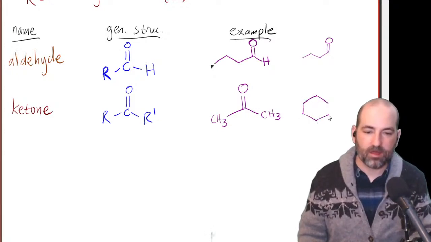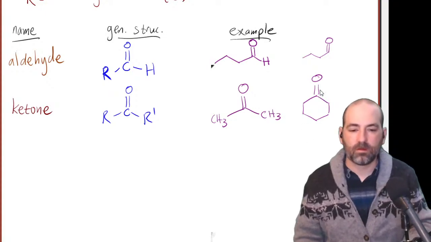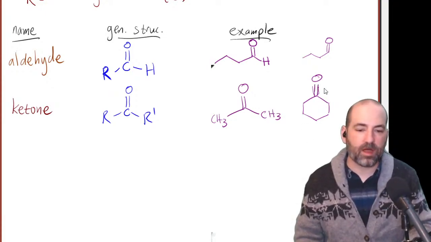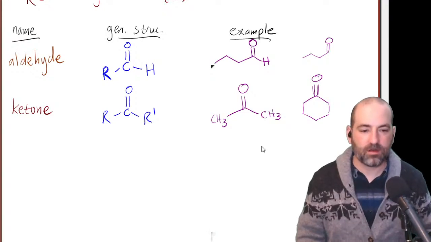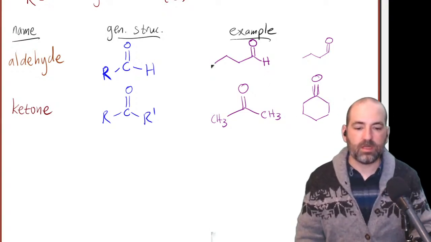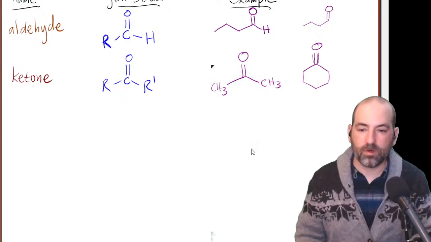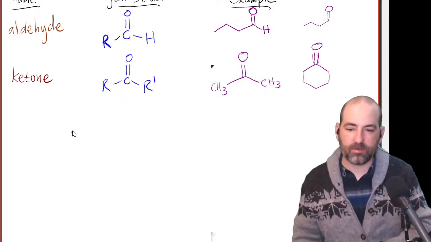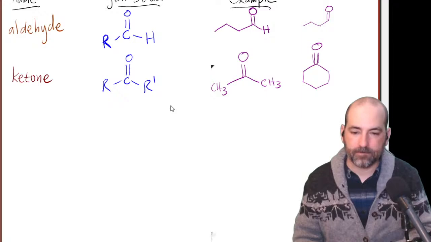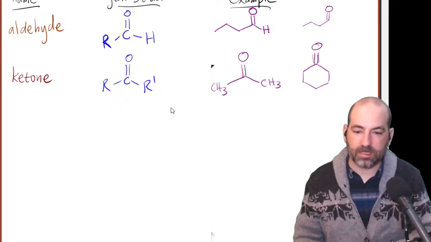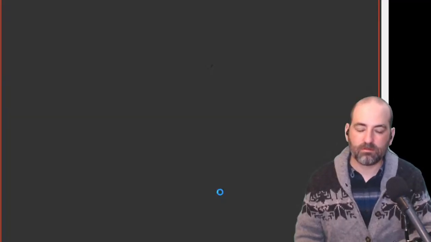So you can have things like this. Certain types of carbohydrates are ketones. So things like fructose is a ketone. Ketones are also really important in steroids and hormones, which are in the lipids class of molecules. So we'll see lots of those as well. Just trying to keep them straight, think about whether or not there's a hydrogen there.